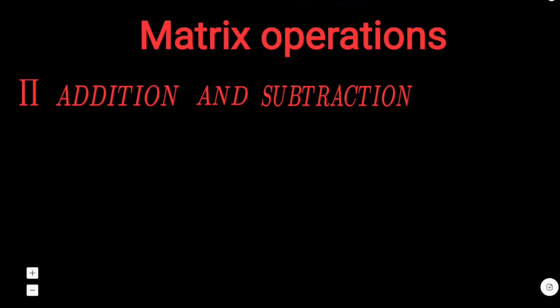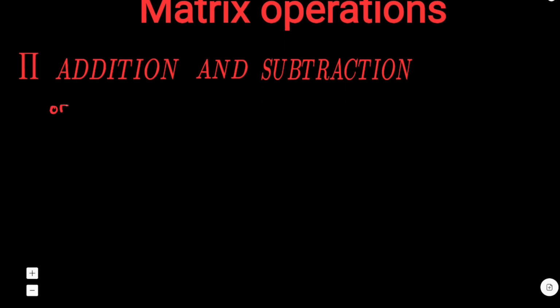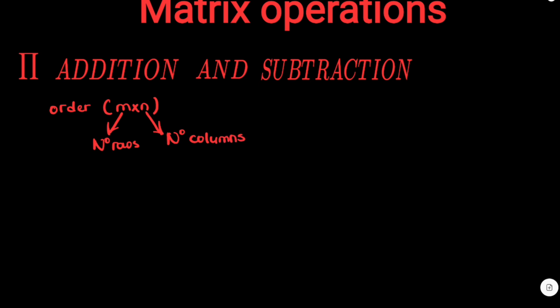Okay, let us remember that the order of a matrix is very important because it's going to tell us which operations are possible, because not every operation is possible. So we are going to see that. Remember, the order of the matrix is m by n, where m is the number of rows and n is the number of columns. So this is just a reminder.